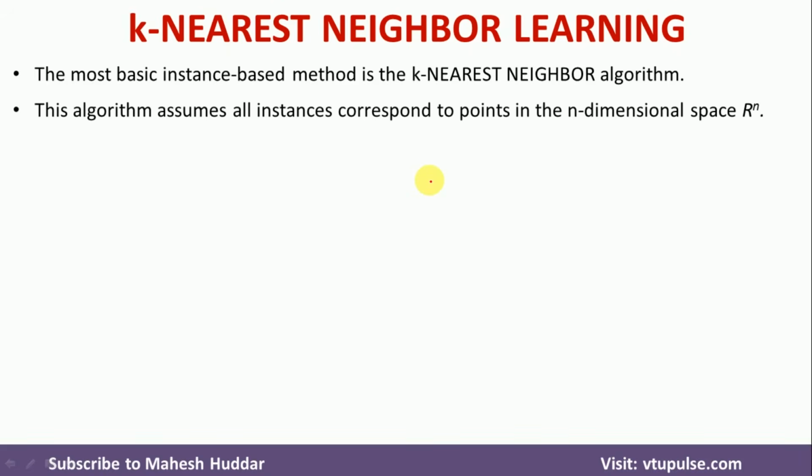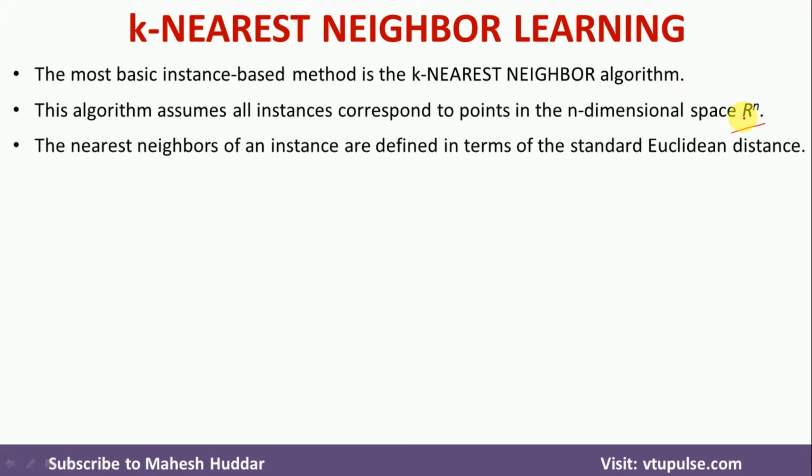This algorithm assumes all instances correspond to points in n-dimensional space, which is represented as Rn here, where n is the number of dimensions and R is, you can say, the attribute value here. This is a real value. The nearest neighbors of an instance are defined in terms of Euclidean distance. It is not hard and fast that we need to calculate only Euclidean distance. We can use different distance techniques to identify the nearest neighbors. The one having the lowest distance will be considered the nearest neighbor.